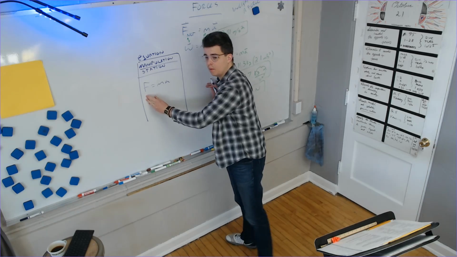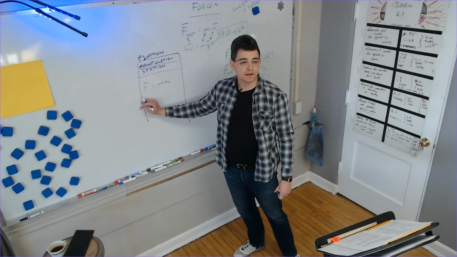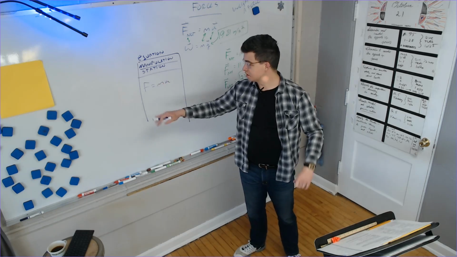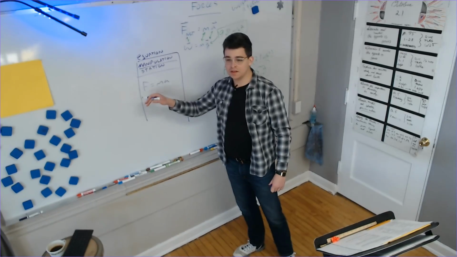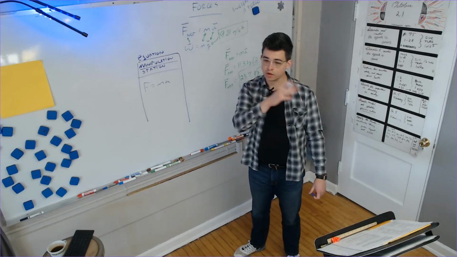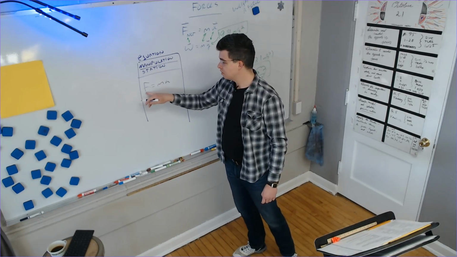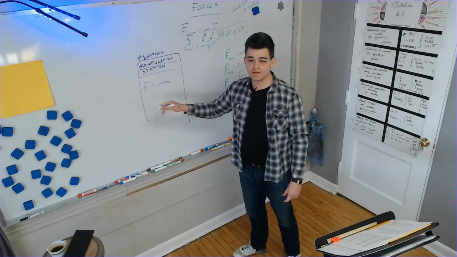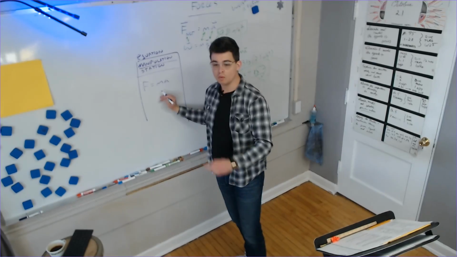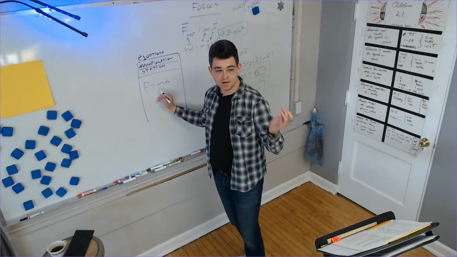F. But what if the question wasn't calculate the force acting on an object with a mass of blah, blah, blah, and an acceleration of blah, blah, blah? What if it was calculate the acceleration of an object with mass whatever and force whatever? Well, now we can't do that. We can't solve. This is set up to solve for force. So what do we have to do? If we're trying to find acceleration instead, we use the vocab word that I just taught you. We're going to manipulate the equation.